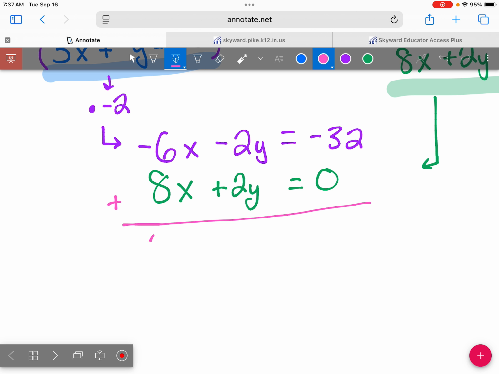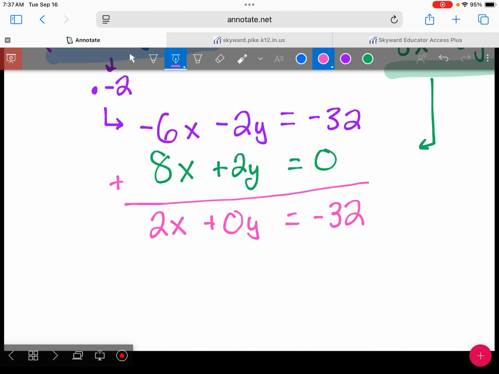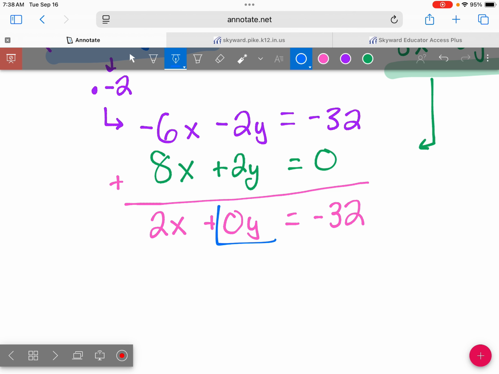Yeah, we're going to get 2x plus, what happens to our y's? Cancel out, we get 0 y's, and that's going to equal negative 32 plus 0 is negative 32. So our y's canceled out like we expected, and then we get our 2x equals negative 32.